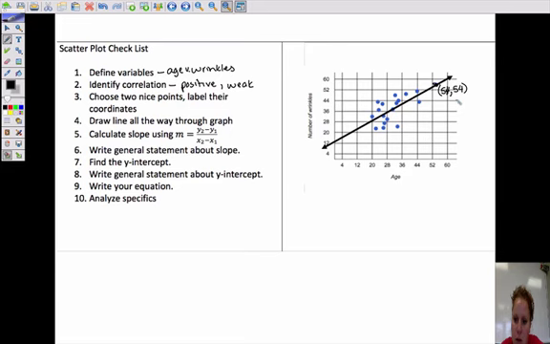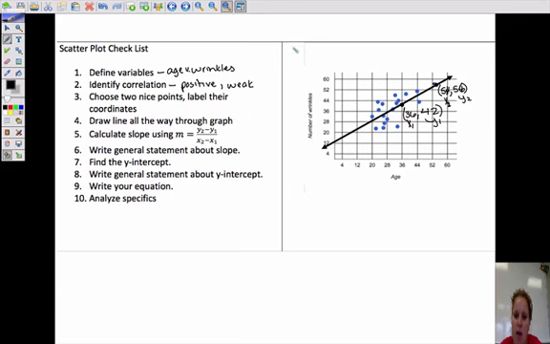Or 54, maybe 56, probably. Okay, and then it looks like, well, we'll just make this one into a nice point. This is 36, comma 42. Okay, so we have x1, y1, x2, y2. And so we need to find our slope.